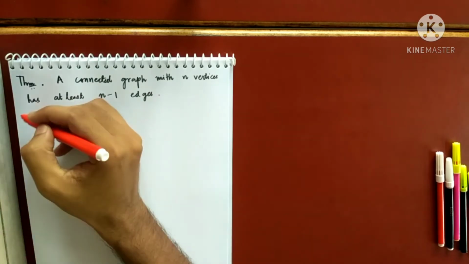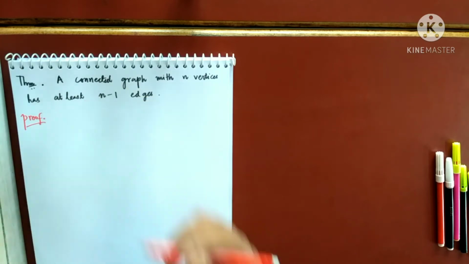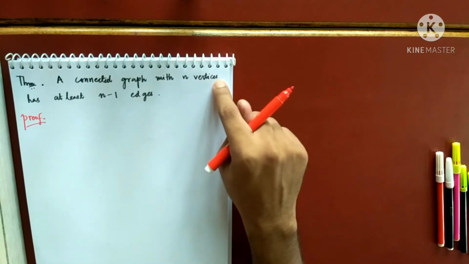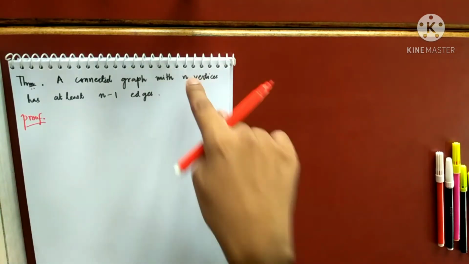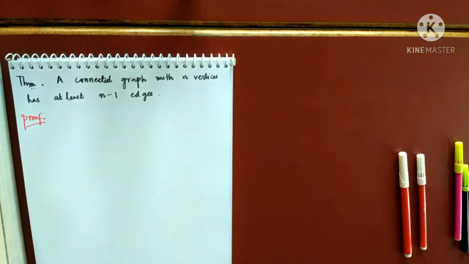So let's do the proof. The proof is by induction. That means we consider a graph with n equals 1 vertex and prove this statement. Then we assume it for n and prove it for n plus 1. This is what we mean by the principle of induction. We prove that the statement is true for one vertex, that is n equals 1. We assume it for n and prove it for n plus 1. So keep this in mind. Let me do the proof.